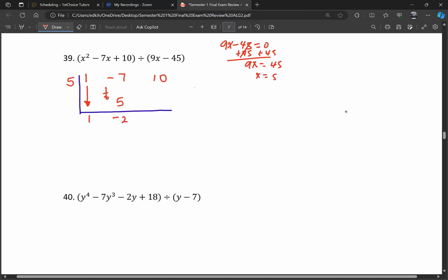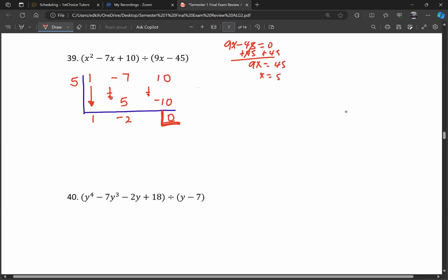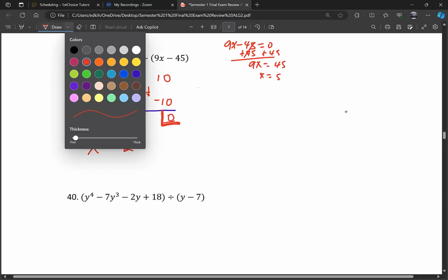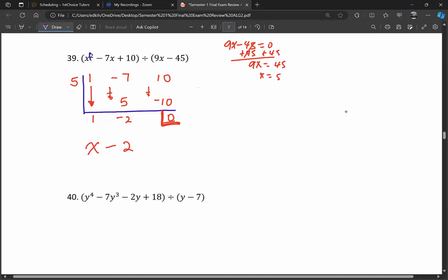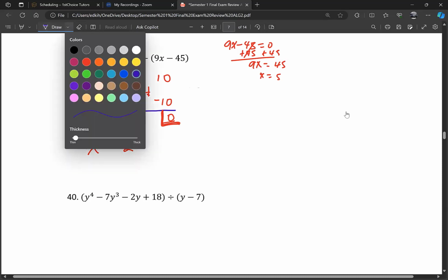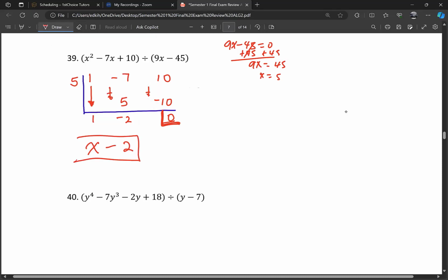And now again, we're back to multiplying for the next one. 5 times -2 is -10. And then again, you're adding these. 10 plus -10 really just cancels out. And I box out the last thing on here because that's your remainder. And these numbers are your new coefficients. So this new coefficient is x minus 2. Remember, when you divide, you're dropping the degree by 1. The degree used to be 2, so it has to go down to just having a degree of 1, just as a reminder. So your answer to this question is x minus 2. That's done.